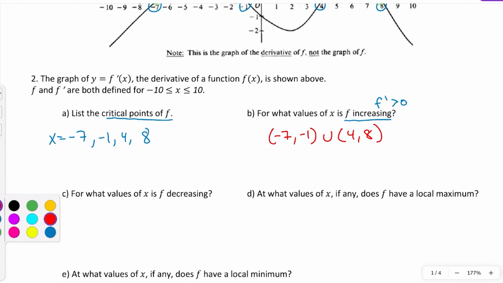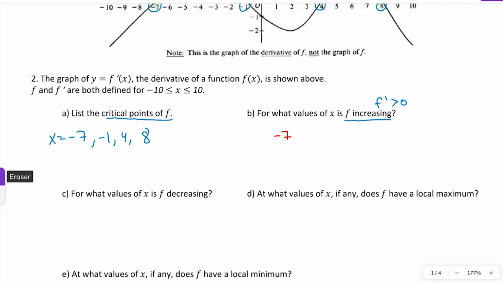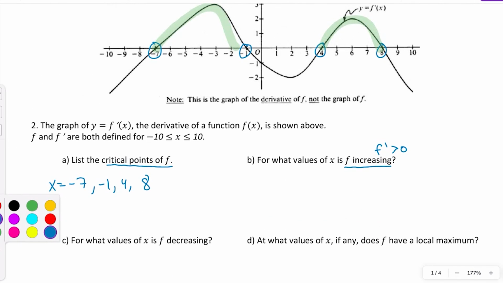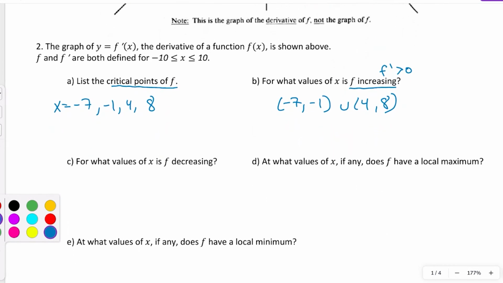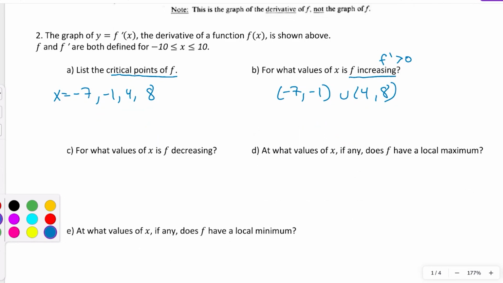Letter C. I guess I should stay consistent with my coloring, huh? What do you think? Let's rewrite that. -7 to -1 and 4 to 8. Okay, letter C. For what values of x is f decreasing?